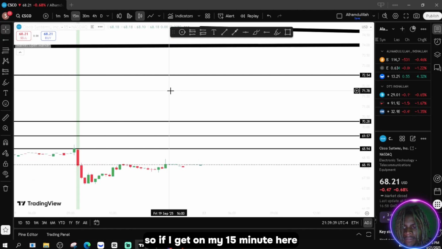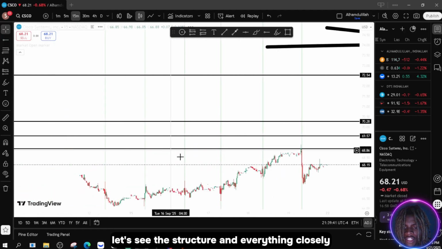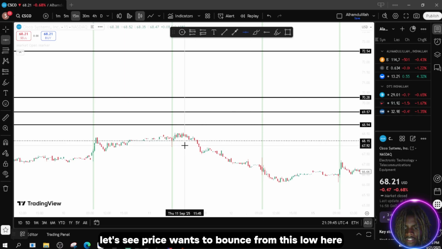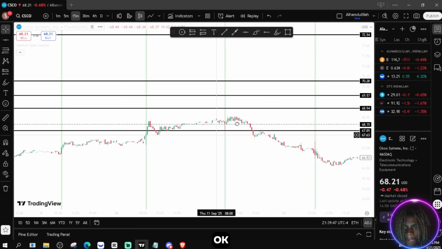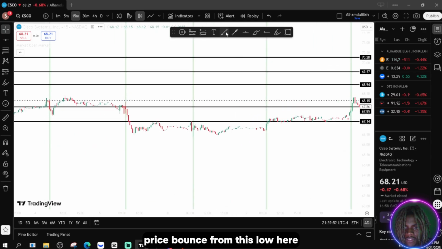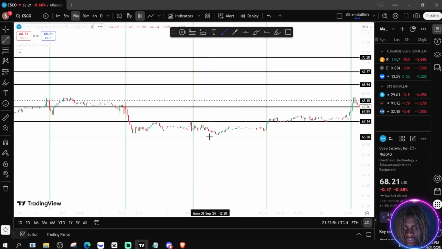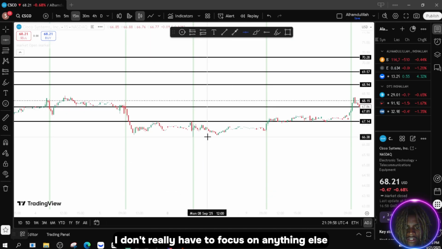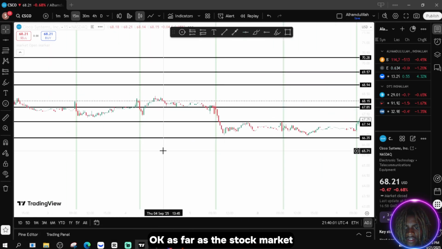So if I get on my 15-minute here, and see the structure and everything closely, you can see price wants to bounce from this low here. Price bounced from this low here. Price bounced from this low here. All I have to do is focus on 930 levels. I don't really have to focus on anything else, as far as the stock market.